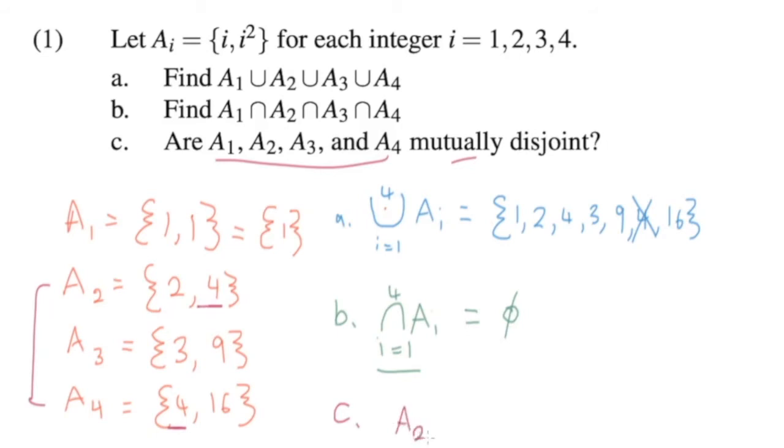The intersection of A2 and A4 is not empty. That means the condition for these 4 sets being mutually disjoint is not met. There is a pair, namely A2 and A4, which have a non-empty intersection. Therefore, the answer is no. These 4 sets are not mutually disjoint.